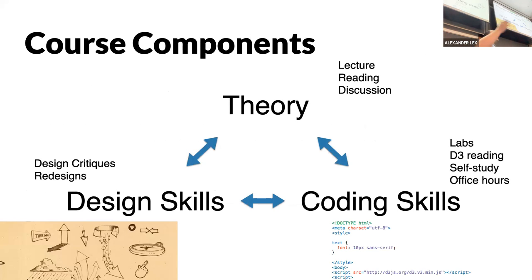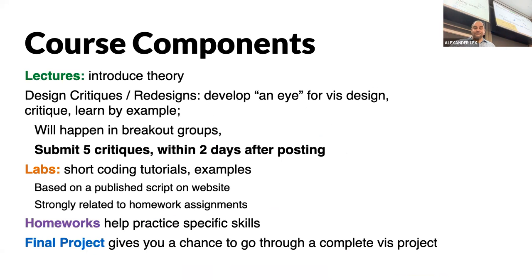And so we have these 3 components in the course. We have theory, which is mostly communicated through me lecturing. We have design skills, which is mostly critiquing and doing your designs on your own. And there's the coding, where we have labs, we have readings, we have some self-study, we have office hours, and we also have some lectures that teach you coding skills.